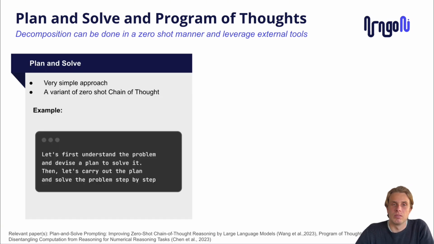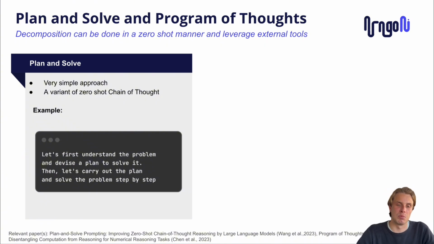Firstly, with the plan and solve, this is an example of a zero-shot way to do this decomposition process. In the example section here, I have exactly the text that is recommended from the paper, and that's: let's first understand the problem and design a plan to solve it. Then let's carry out the plan and solve the problem step by step.